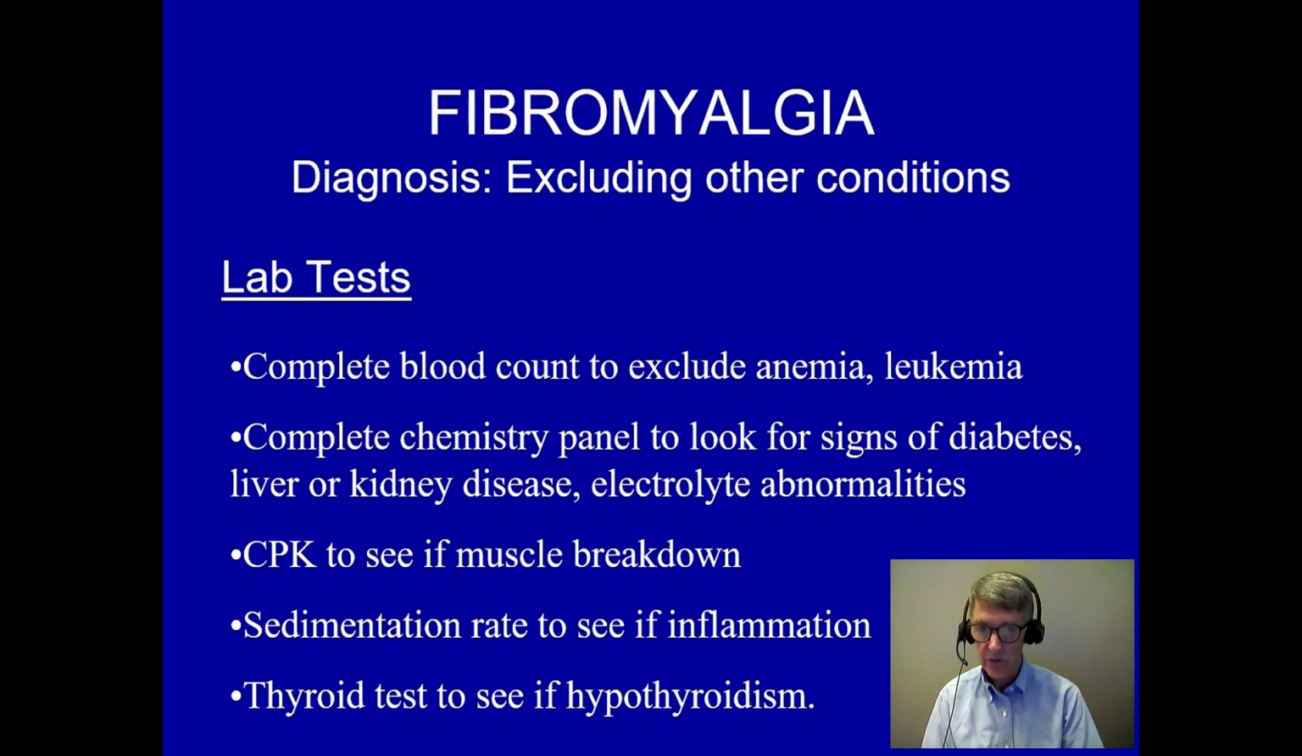I look at muscle enzymes. I look at the CPK muscle enzyme to see if there are clues of muscle breakdown. And remember that the AST or the SGOT are also muscle enzymes. I get a sedimentation rate to see if there's inflammation. And I get a thyroid test to see if there are clues of hypothyroidism.